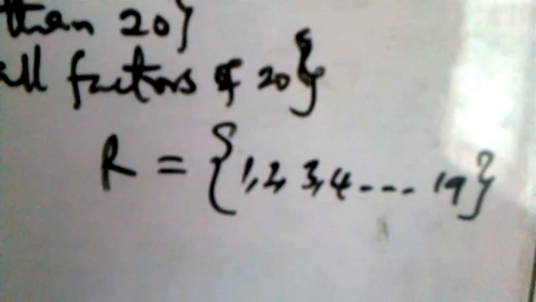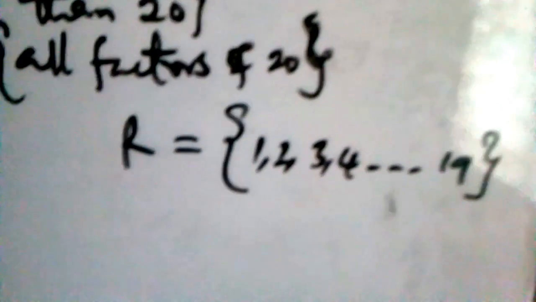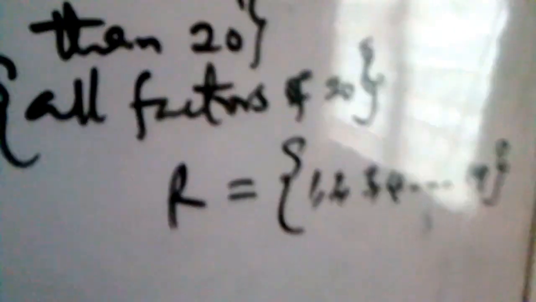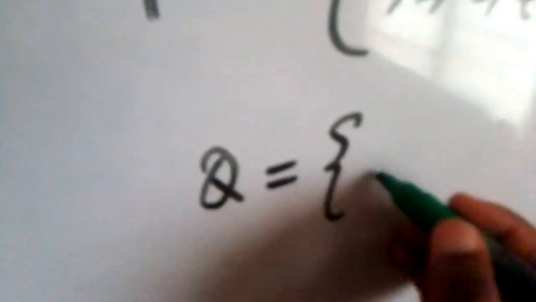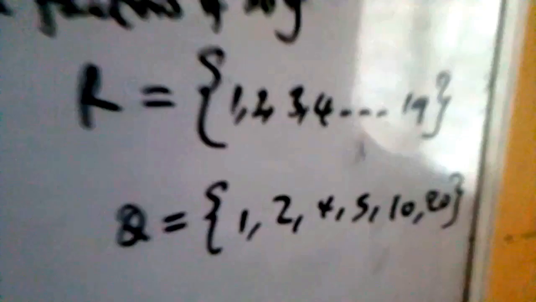So numbers in between 5 to 18 are part of it. We've represented them with the dots. We see that this set is a terminating set. So we have set Q, all factors of 20. That is 1, 2, 4, 5, 10, and 20. So these are the factors of 20 here.